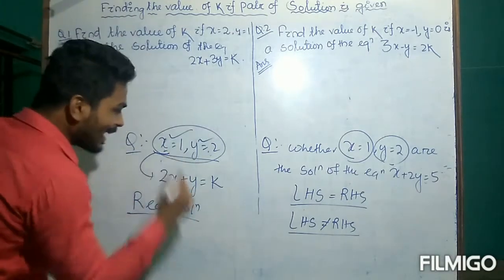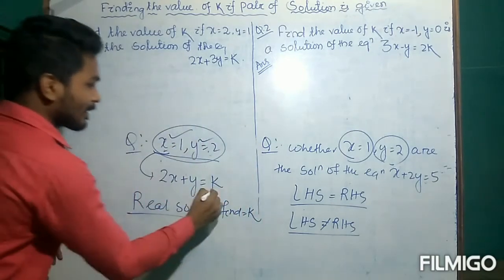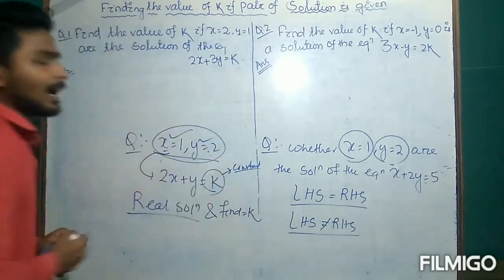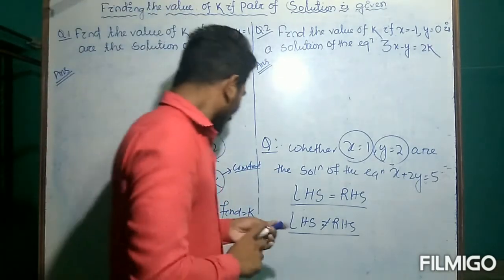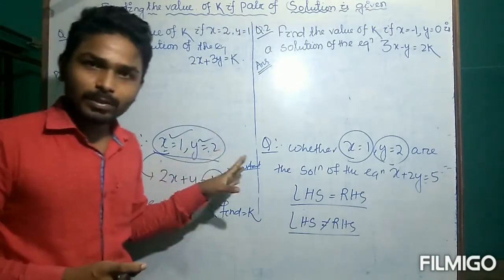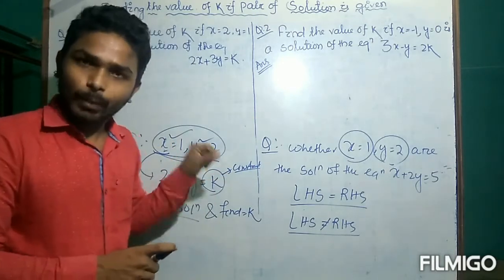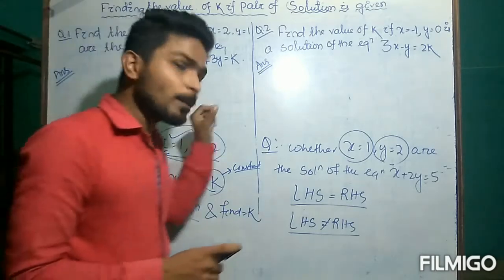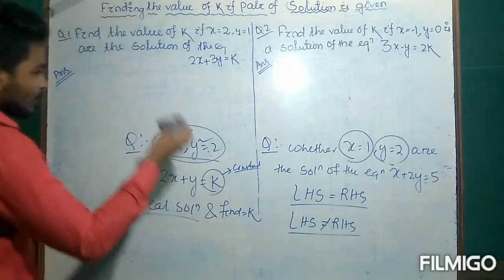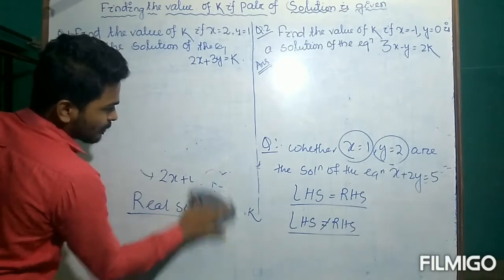And we have to find the value of k. Here k stands for constant. So in this type of question we already have the values of x and y, which are the real solution of the given linear equation, and you have to find the value of k only. Right? So let's do such type of question, starting with the first question.